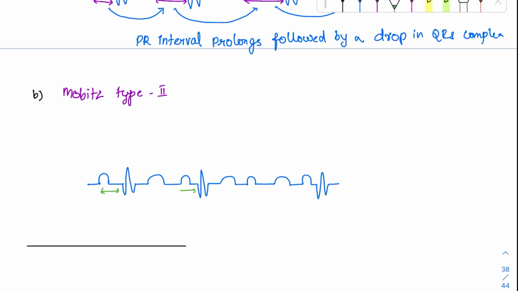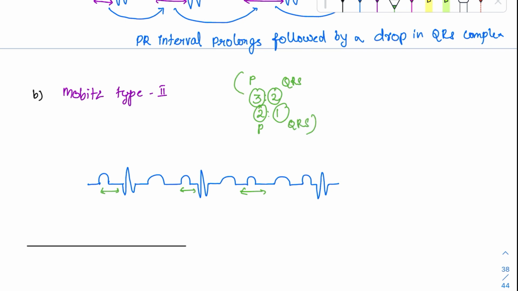The second type, Mobitz type 2, has no such PR interval prolongation. It does not keep on increasing. That phenomenon will not be seen, but suddenly a QRS complex will be dropped. For example, there are many varieties in this, like 3:2, 2:1. For every 3 P waves, we are getting only 2 QRS complexes, or every 2 P waves, we are getting only 1 QRS complex. This type of block is called Mobitz type 2.